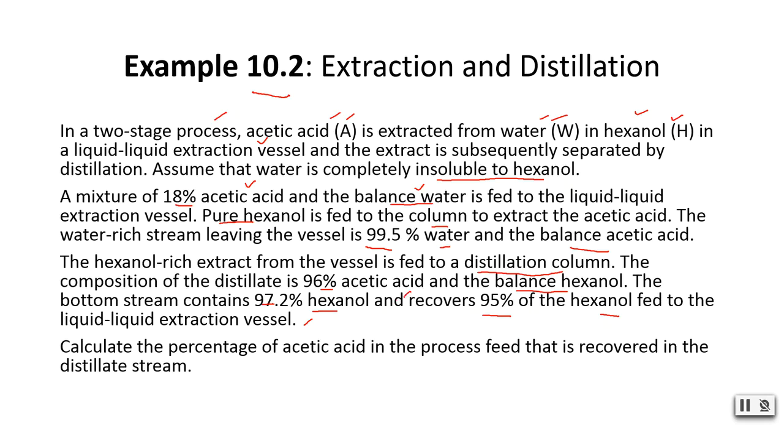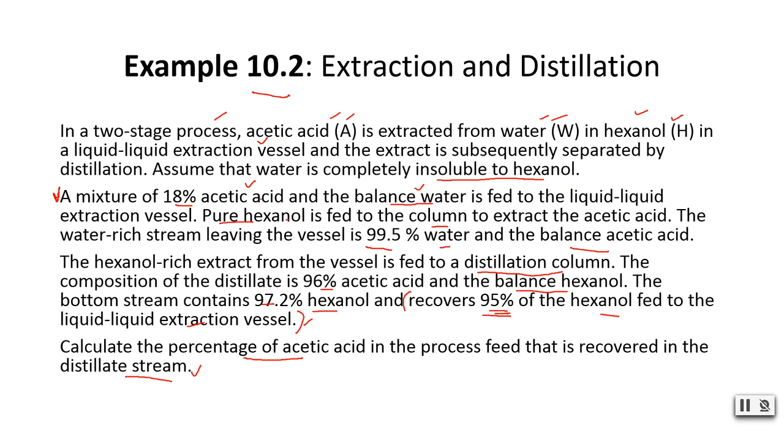Okay, so this is another equation: recover 95% of the hexanol fed to the liquid extraction vessel. So here we have the amount of hexanol that has been introduced into the extraction process, and 95% will be recovered in the bottom stream. Now calculate the percentage of acetic acid in the process feed that is recovered in the distillate stream. There is a lot of information here.